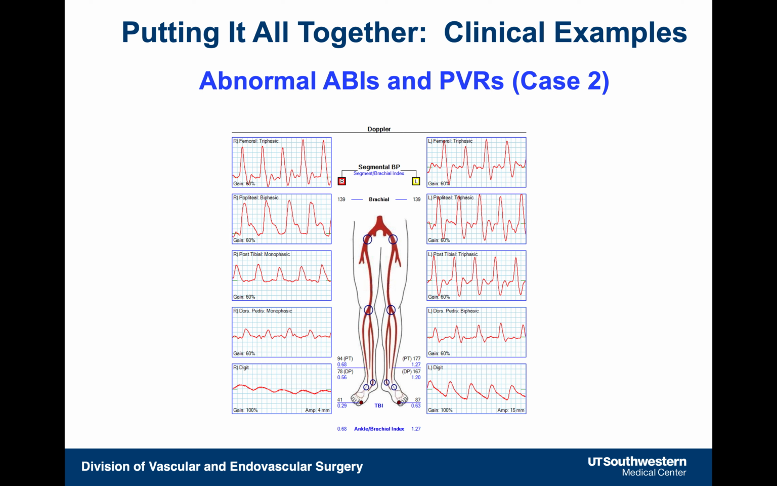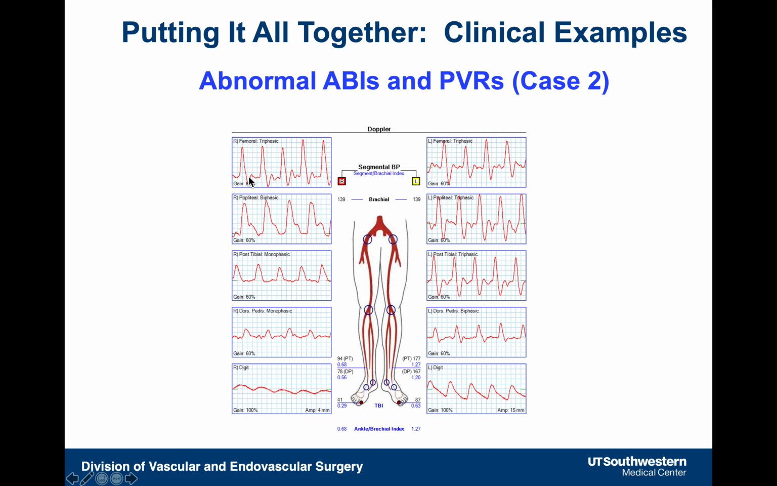Okay, so let's start with the left side. Multiphasic waveforms at the femoral, popliteal, posterior tibial, and dorsalis pedis levels with nice waveforms at the toe, ankle brachial index 1.27, toe pressure of 87 with a toe brachial index of 0.63. So left side is totally normal, okay?